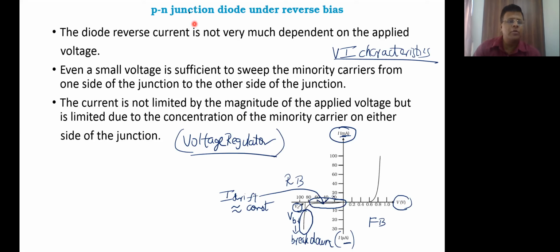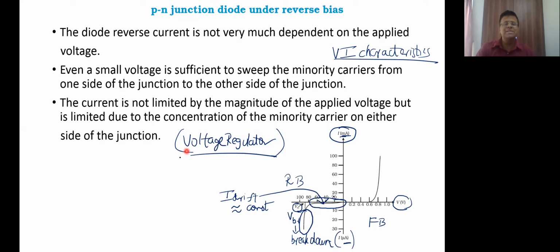I do not know how many of you have heard of this term voltage regulator. When you buy a fridge, it is written on it how much voltage regulation it provides. I do not know how many of you have read all those features.